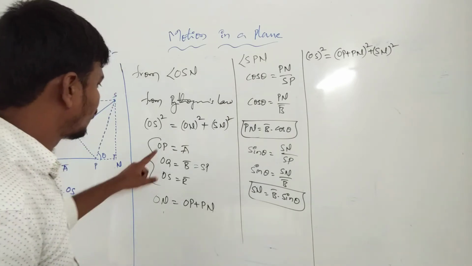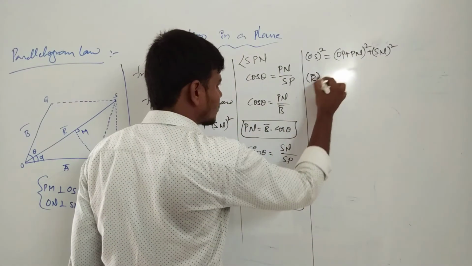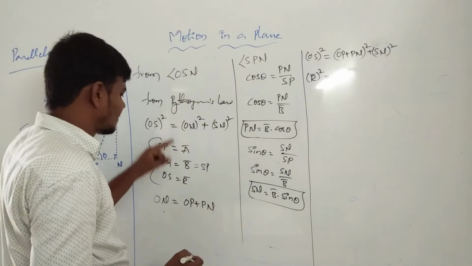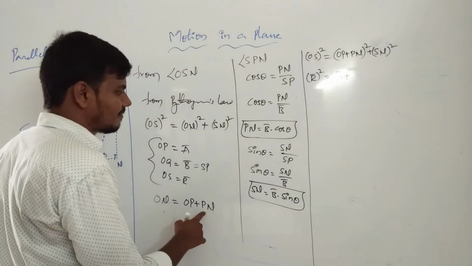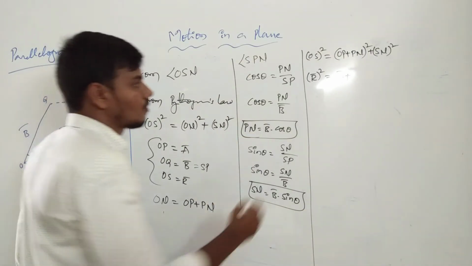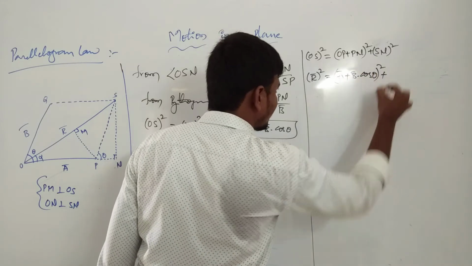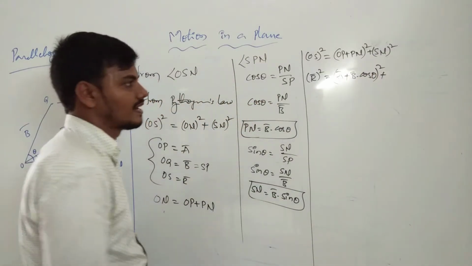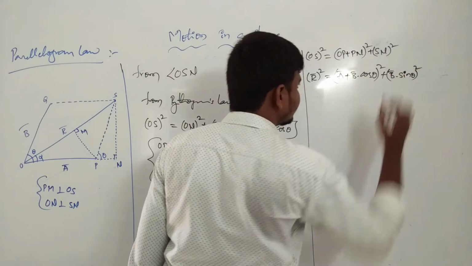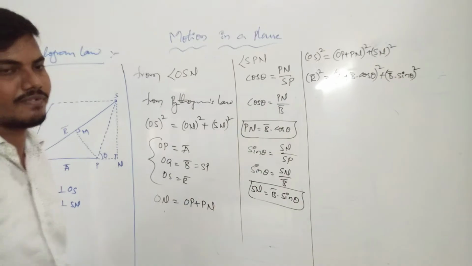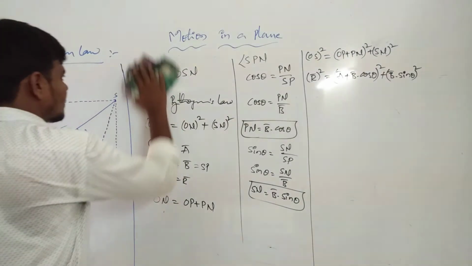Now OS is equal to R bar. R bar square is equal to OP, which is A bar, plus PN, which is V bar into cos theta, whole square, plus SN, which is V bar into sin theta, whole square. This is the representative function. Now R bar is equal to A bar plus B bar cos theta.